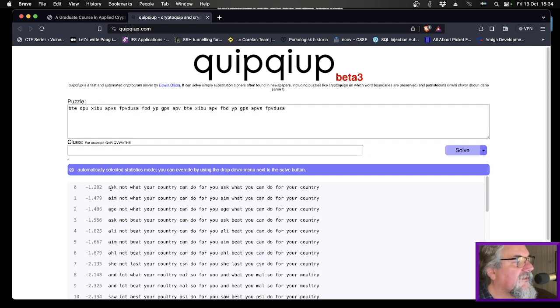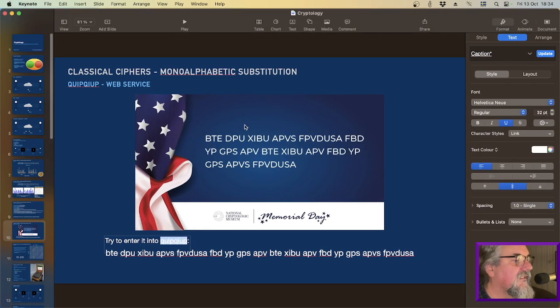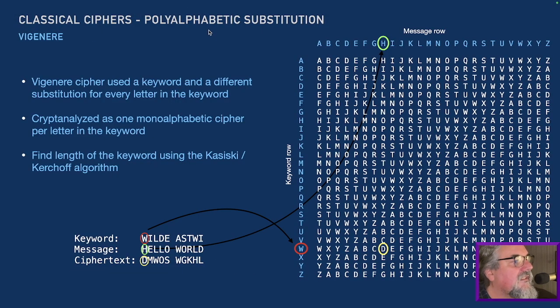You can see here, this is the score. This is how probable it is that this is the correct decryption. So this is a little bit less probable and even less probable. This is the most probable decryption: "Ask not what your country can do for you, ask what you can do for your country." It seems also to be in line with the theme here. You can probably also guess if you Google that sentence who said this. Probably some president.